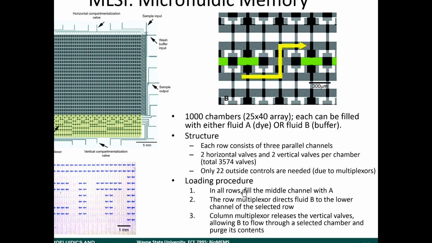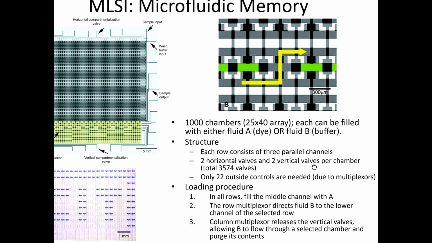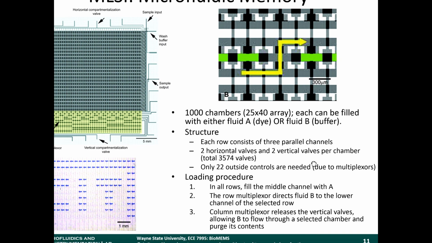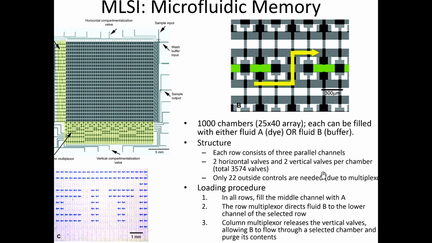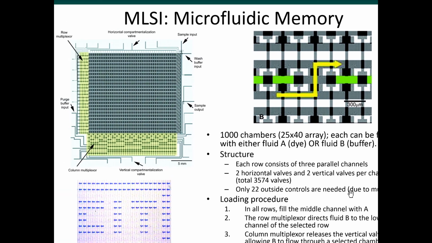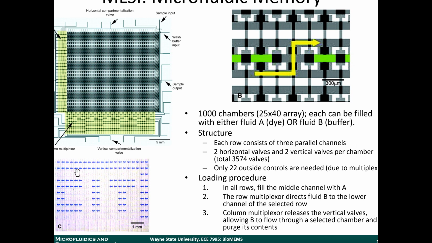Okay, so that's step 3. Column 3, the column multiplexer releases the vertical valves, allowing B to flow through a selected chamber and purge its contents. So you have a certain set of rows. The row multiplexer controls which rows are injected with the fluid, and the column multiplexers control which columns are filled with a certain fluid. So the row multiplexers and the column multiplexers work together to determine which chambers in the 2-dimensional array will be filled and which ones will remain empty.